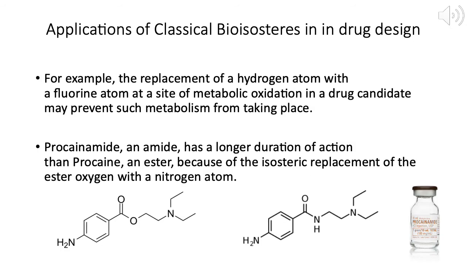Classical bioisosteres have a number of applications in drug design. For example, the replacement of a hydrogen atom with a fluorine atom at a site of metabolic oxidation in a drug candidate may prevent such metabolism from taking place. Because the fluorine atom is similar in size to the hydrogen atom, the overall topology of the molecule is not significantly affected, leaving the desired biological activity unaffected. However, with a blocked metabolism pathway, the drug candidate may have a longer half-life.